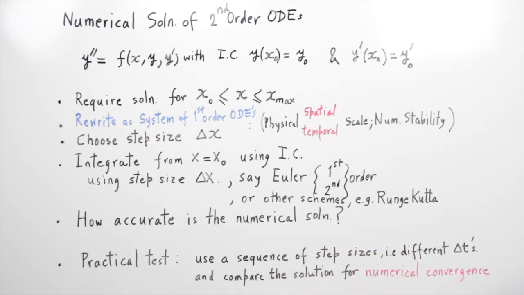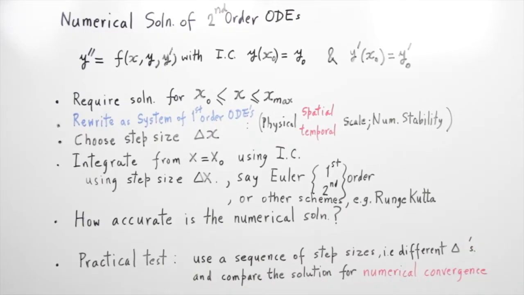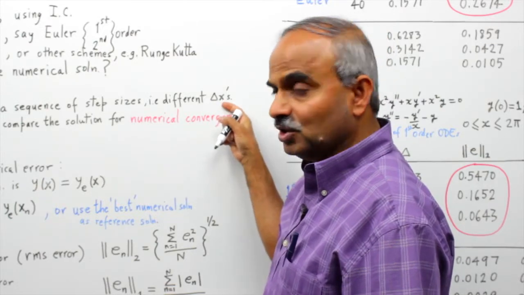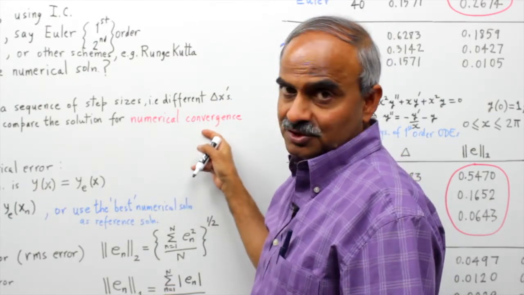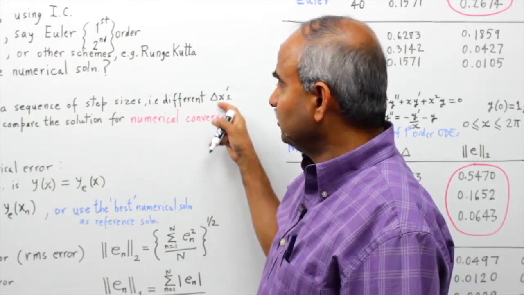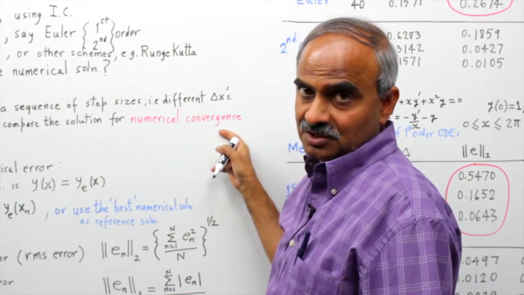For that, we have a practical test where we can choose a sequence of step sizes, delta x's. Different values of delta x can be used to compute the numerical solution, and we can then compare these numerical solutions to look for numerical convergence. Is the solution converging as we refine the step size? As we make the step size smaller and smaller, is the solution converging? Because if we really have a good solution, that solution should not depend on the step size. It should become independent of step size. So looking at that convergence is something that we need to do.